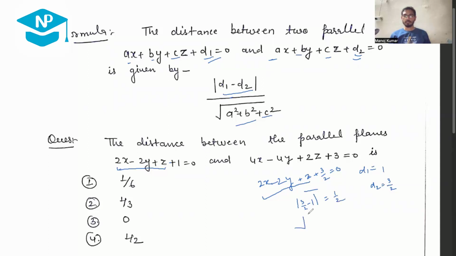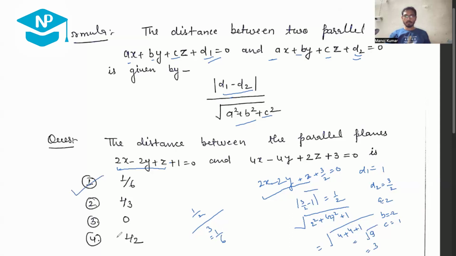Now we find a square, b square, c square. Here our a is 2, b is minus 2, and c is 1. So 2 square plus minus 2 square plus 1 square, which is equal to 4 plus 4 plus 1, which is 9, and the square root is 3. So put these values in the formula. The difference between d1 and d2 is 1 by 2, and the square root of a square plus b square plus c square is 3, which gives 1 by 6. So this is your answer, which is option 1. So now come to the next question.